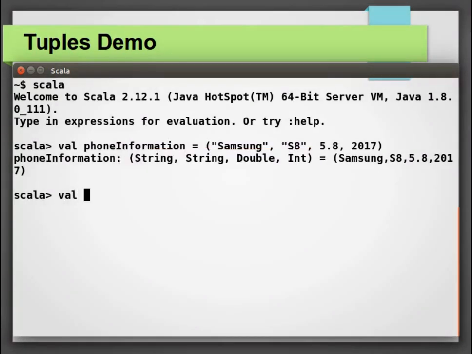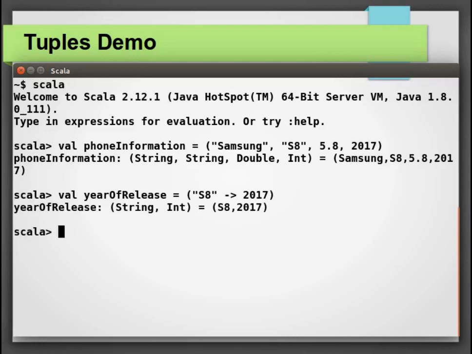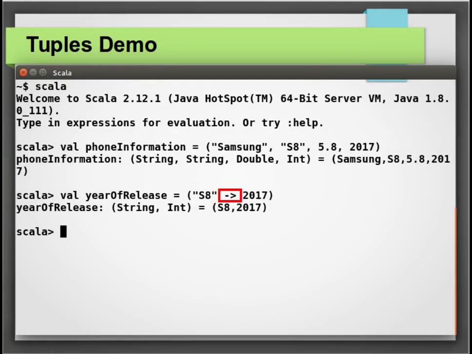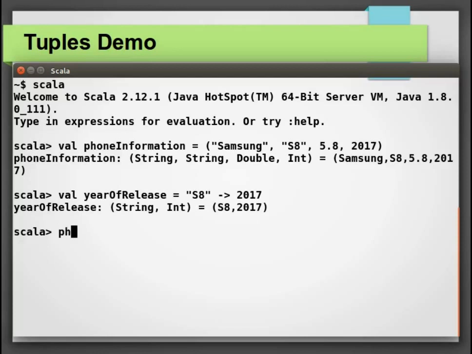There is also another easy way to create a two-element tuple. That's a key-value pair, and that's using the arrow syntax or the arrow notation that you can see highlighted on the screen now. Here, I create a simple tuple with phone model and year of its release. You can see that the key and the value are separated using an arrow. Next, if you want to access the number of elements in a tuple, you can use productArity method of the tuple object. productArity method returns an integer, and in our case, it is 4.